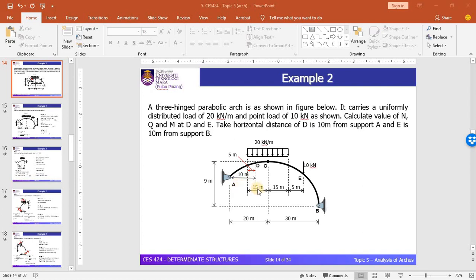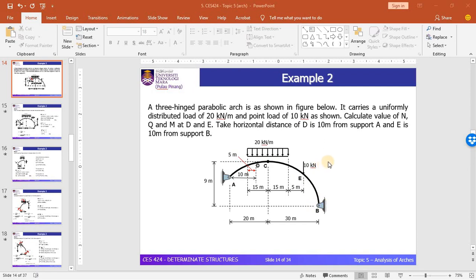Okay, so let's continue our lecture on example 2. We have done example 1 in a previous part. Right here we have a different configuration of arch structure where we have different levels of support of the arch, and in this arch we have two types of load, which is a UDL acting along 30 meter of arch, and a point load at point E, which is located 10 meter from support B.